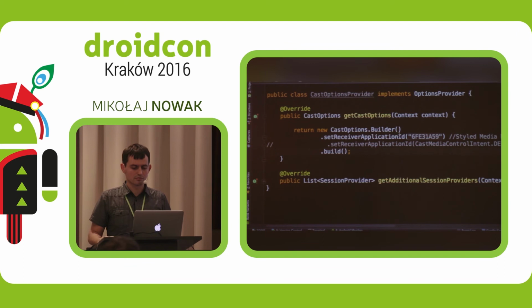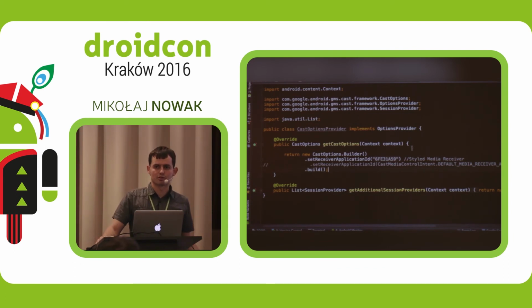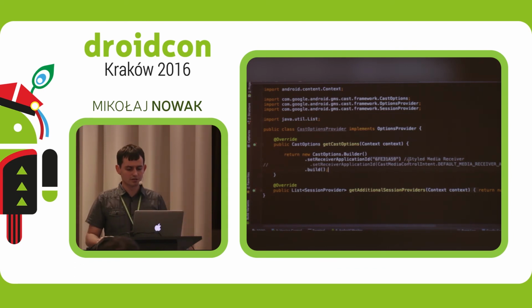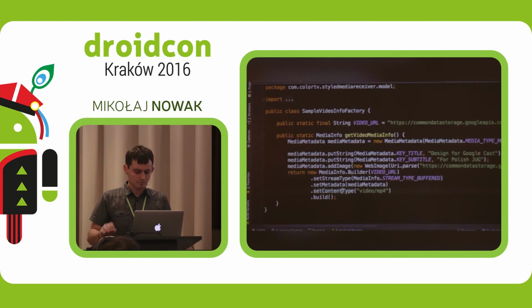As I mentioned, there is only one line of difference between using a styled media receiver and the default media receiver. We just need to set our application ID taken from the Google dashboard if we want to use a styled media receiver, and we need to use the provided application ID in case you would like to use the default media receiver. So here is the only difference in our sender code.